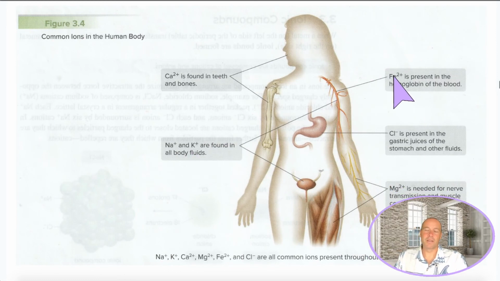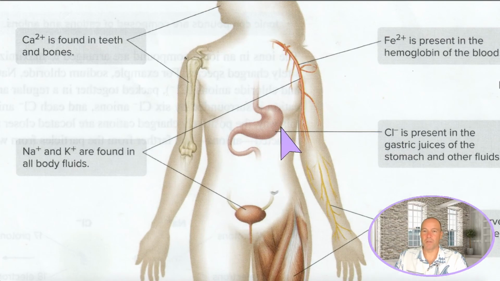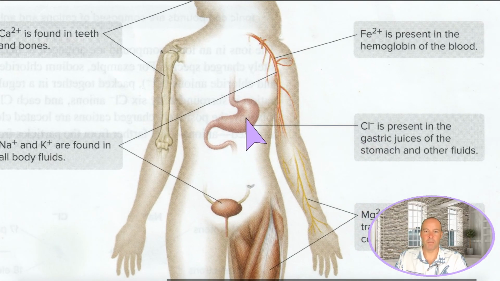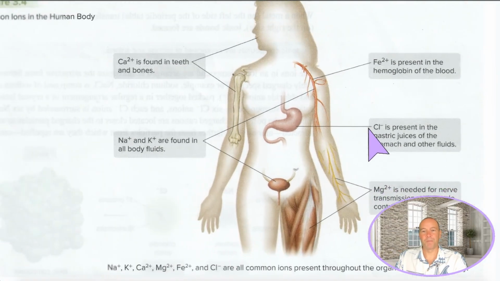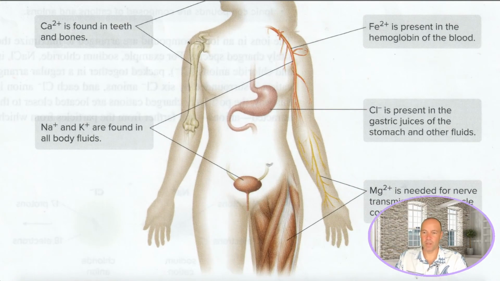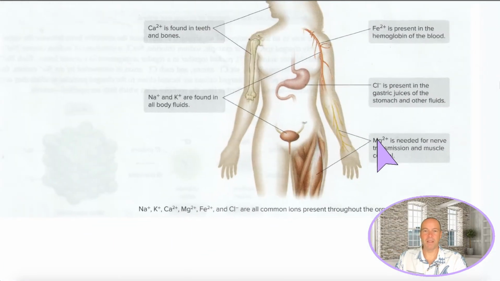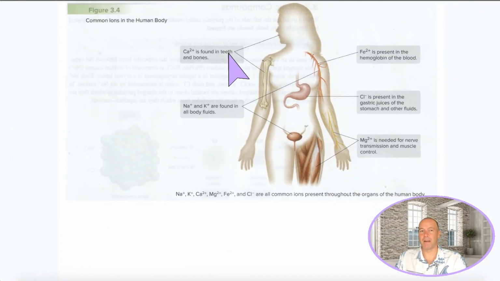Iron 2 plus. This is important in your red blood cells. Iron helps carry oxygen throughout the body. The chloride minus ion, you'll find this inside your stomach and gastric juices. It helps break down food in the stomach. And the magnesium 2 plus ion, this is important in nerve transmission and muscle control. So magnesium ions. And there are lots of other ions inside the body. Here are just a few examples.